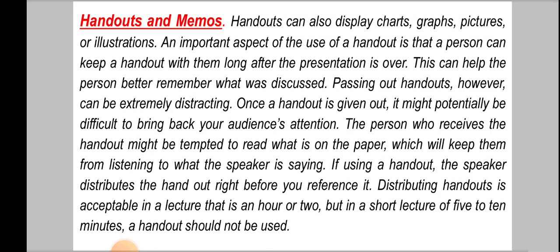Handouts and memos. A handout can also display charts, graphs, pictures, or illustrations. An important aspect of a handout is that a person can keep it with them long after the presentation is over. This can help the person better remember what was discussed. Passing out handouts, however, can be extremely distracting. Once a handout is given out, it might be difficult to bring back your audience's attention.